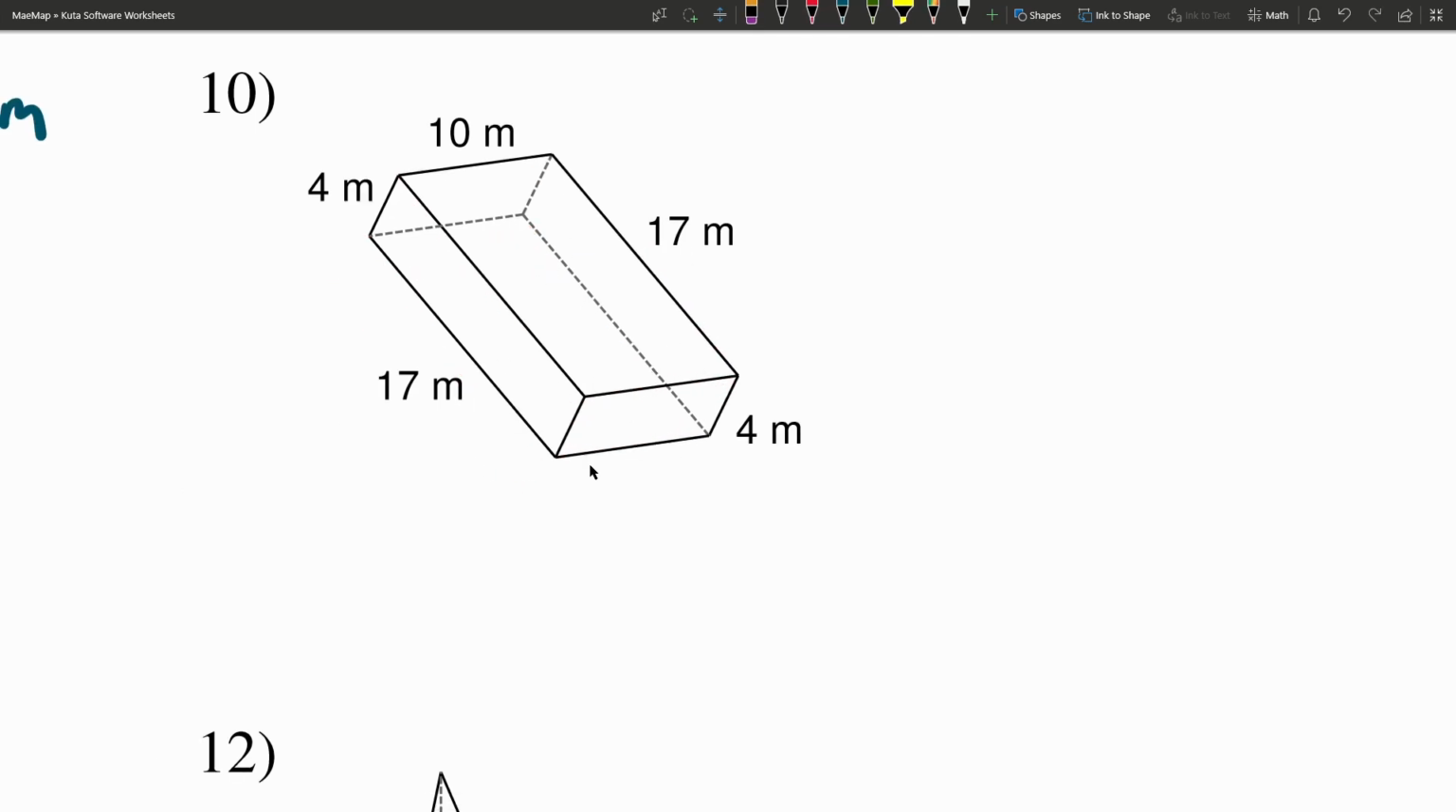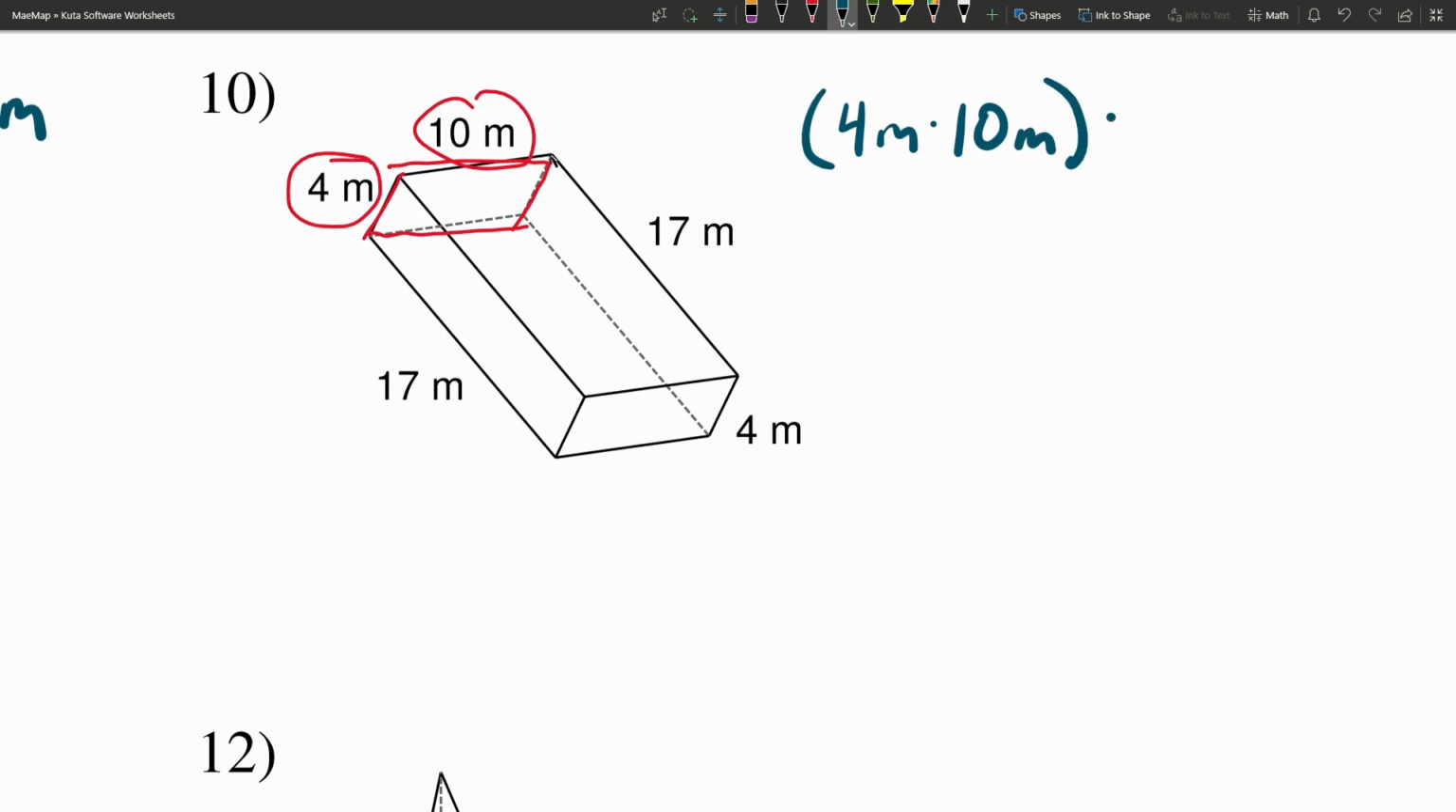Just keep track of what you're using as your base so you can calculate the area of that, and then what you're using as your height. So I'm going to do what I originally boxed in, which was the smallest side here. So using this as my base, I can see that the area is going to be the length times the width. So I'm going to have my area of my base as 4 meters times 10 meters, and then the overall height of my figure then is the length of this side here, which is 17 meters.